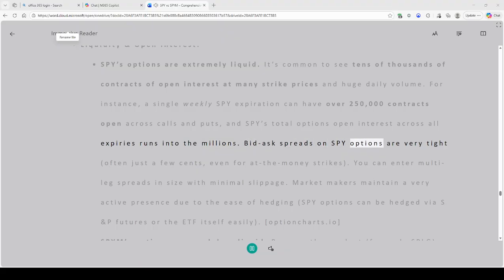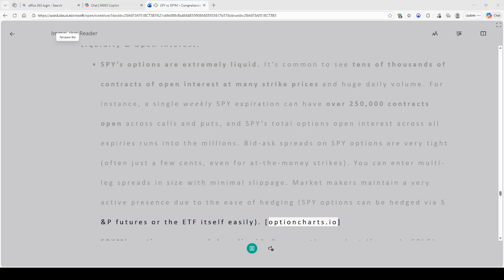Bid-ask spreads on SPY options are very tight, often just a few cents, even for at-the-money strikes. You can enter multi-leg spreads in size with minimal slippage. Market makers maintain a very active presence due to the ease of hedging. SPY options can be hedged via S&P futures or the ETF itself easily.